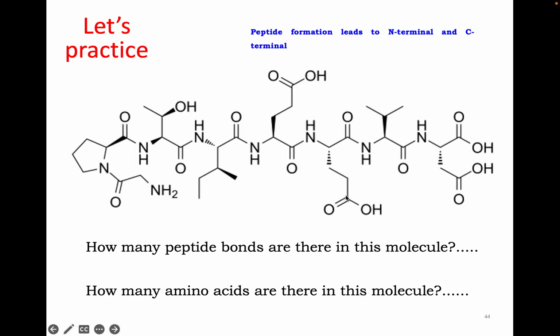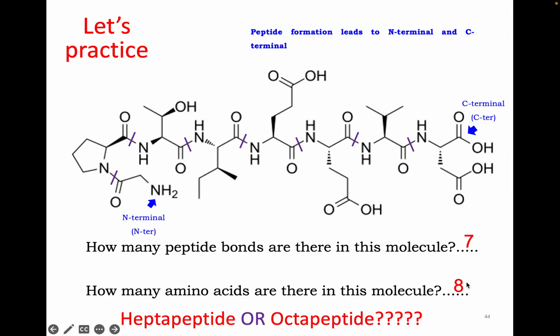Let's practice with this peptide. Can you find the peptide bonds? It is a C double bond O connected to a nitrogen group. So there are 7 peptide bonds here. Therefore, there are 8 amino acids in this chain. So this peptide is known as an octapeptide.